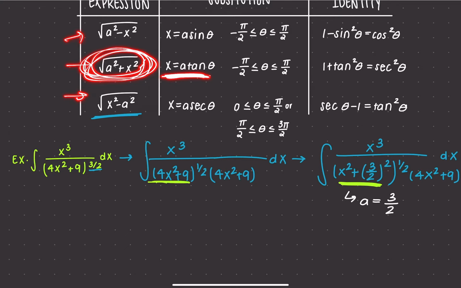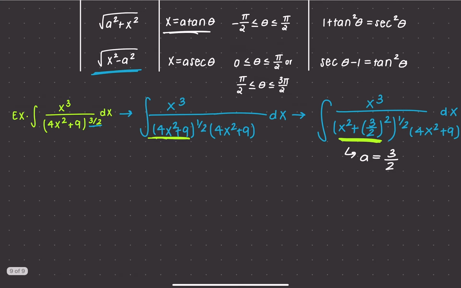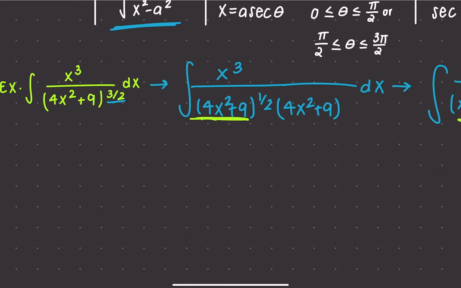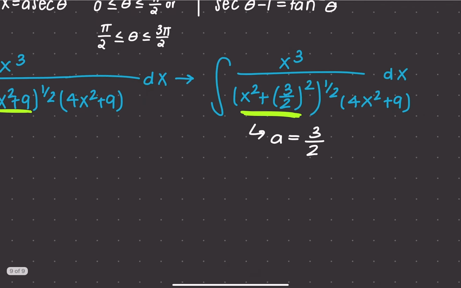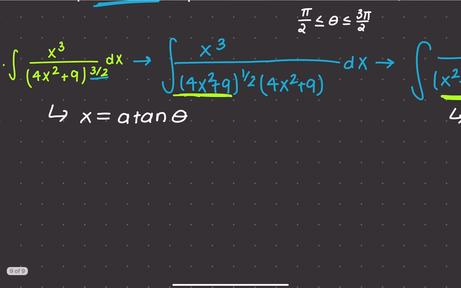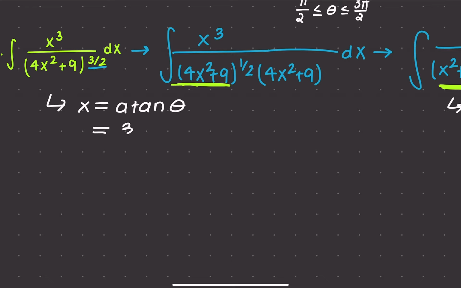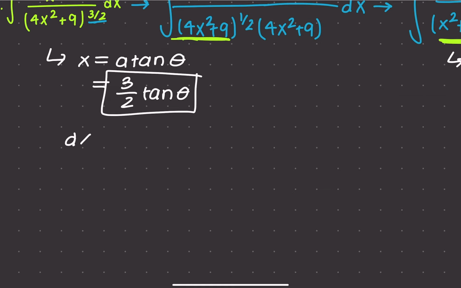So x is going to be equal to a tan theta. So let's write that. x is equal to a tan theta. And we just said that a is equal to 3 divided by 2. So we can set x equal to 3 divided by 2 tan theta. This means that dx is equal to 3 divided by 2 secant squared theta d theta.